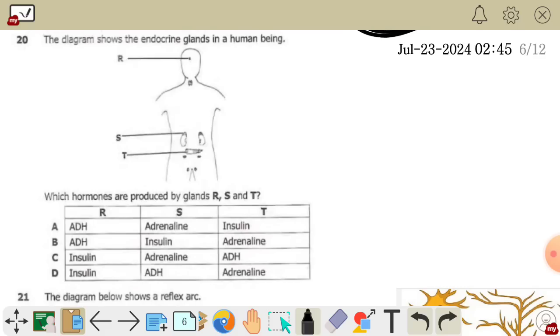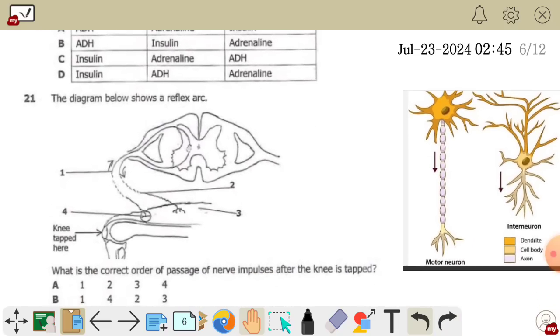So R can secrete ADH, which is antidiuretic hormone. Antidiuretic hormone is responsible for water retention in the kidney. Then S is the adrenaline, which is secreted by the adrenal gland, and T is the pancreas, which secretes insulin. So the correct answer for question 20 is A. Move on to question 21.